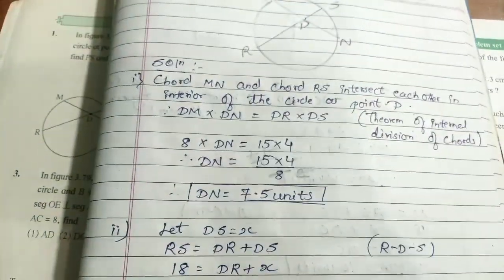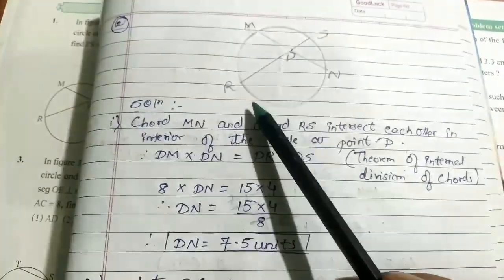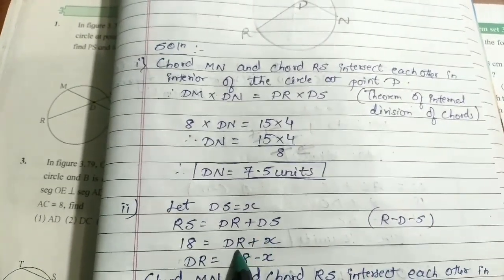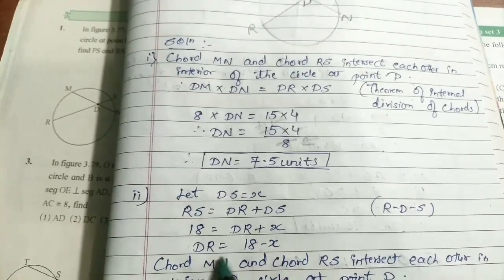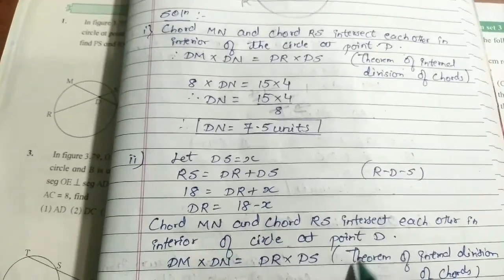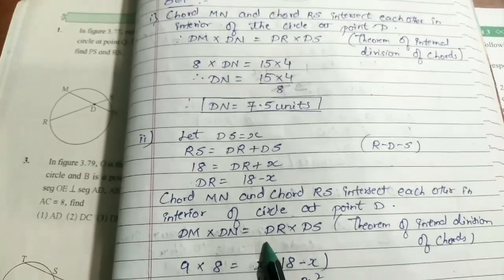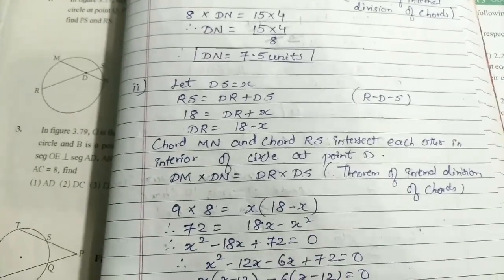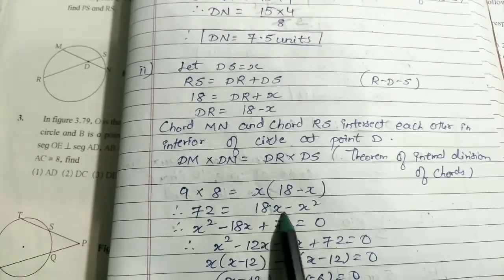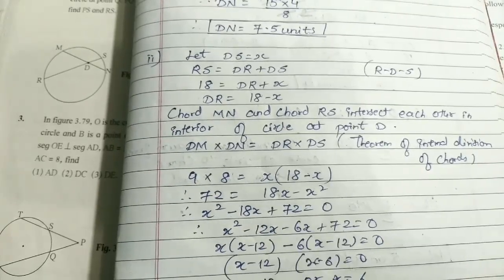Next we have to find DS. Let us consider DS as x. So RS equals DR plus DS. RS is 18, so DR equals 18 minus x. These two chords intersect each other internally at point D. In the same way, DM into DN equals DR into DS. 9 into 8 equals x into 18 minus x. So 72 equals 18x minus x square. So x square minus 18x plus 72 equals 0.